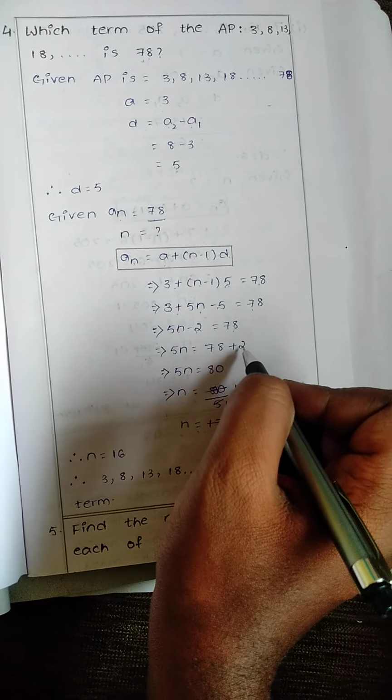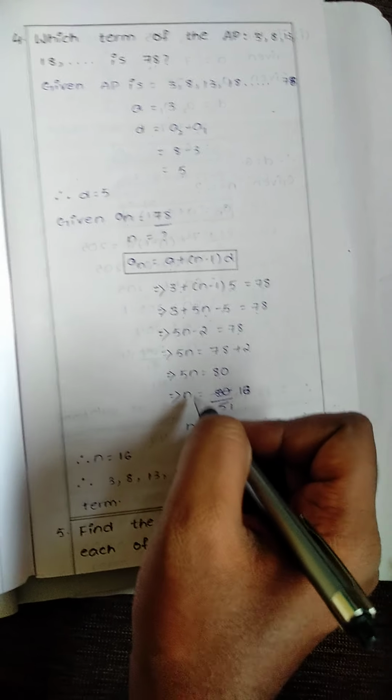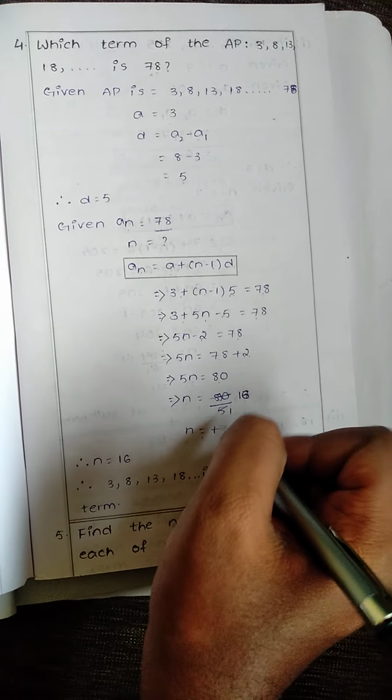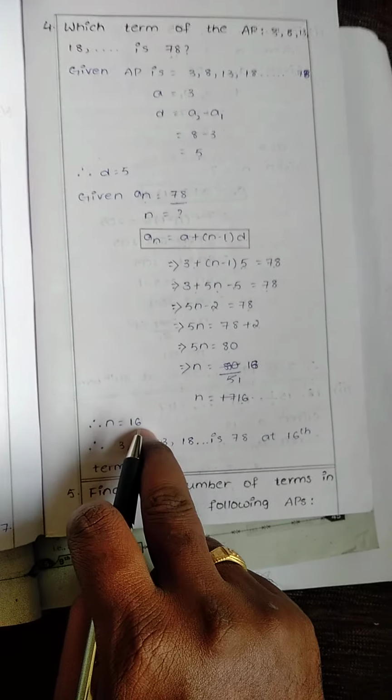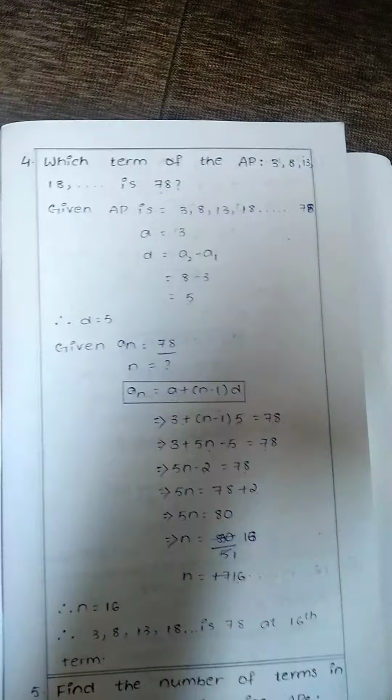5n is equal to 78 plus 2. 78 plus 2 means 80. Then n is equal to 80 by 5. 5 ones are 5, 5 threes are 15, 5 sixteens are 80. So n value is how much? 16. So 78 is which term? 16th term in the given progression.